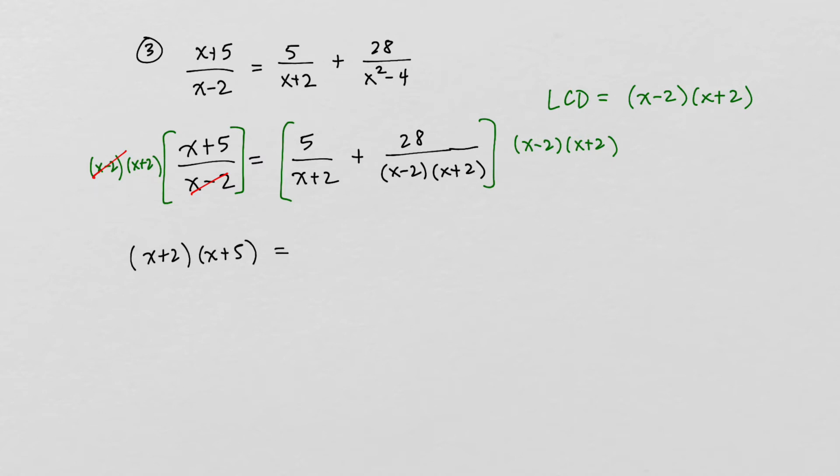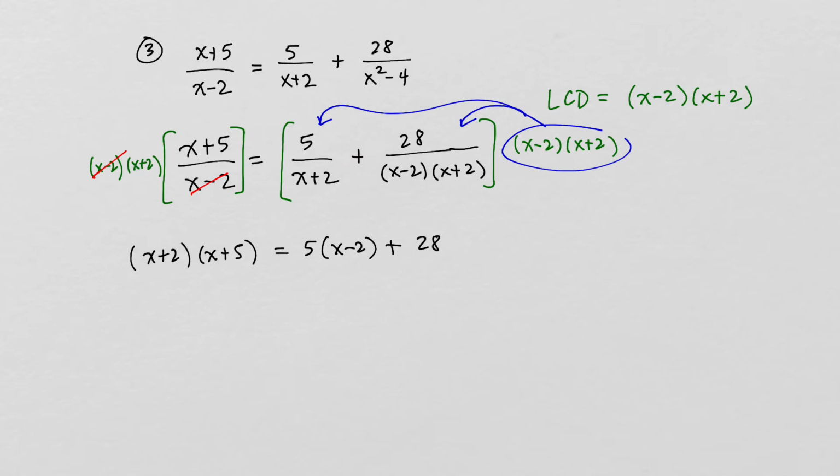And on the right-hand side, we have to distribute this to each of these terms. And when you do that, in the first term here, the x plus 2 will cancel out. So we'll end up just multiplying x minus 2 times 5. And in the second term, you can see that both of these factors are going to cancel out. So we will end up just getting plus 28. So what we've done is we have removed the fractions, and now we can go ahead and remove the parentheses.